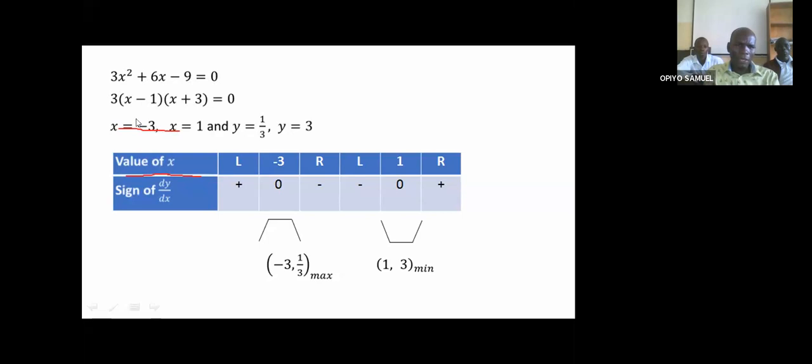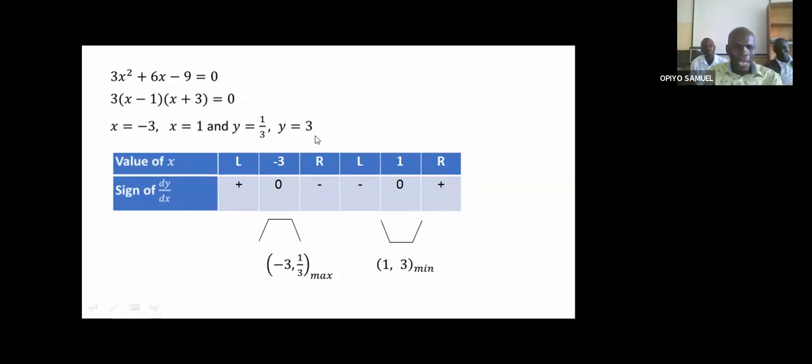And from here, equating each bracket to 0, we determine the value of x. So the first value of x will be -3, and then the second value is x equals to 1. And you need again to take this to the equation of the curve so that you determine the value of y when x equals to -3, and the value of y when x equals to 1. And when we do this, we get y to be a third and y equals to 3.